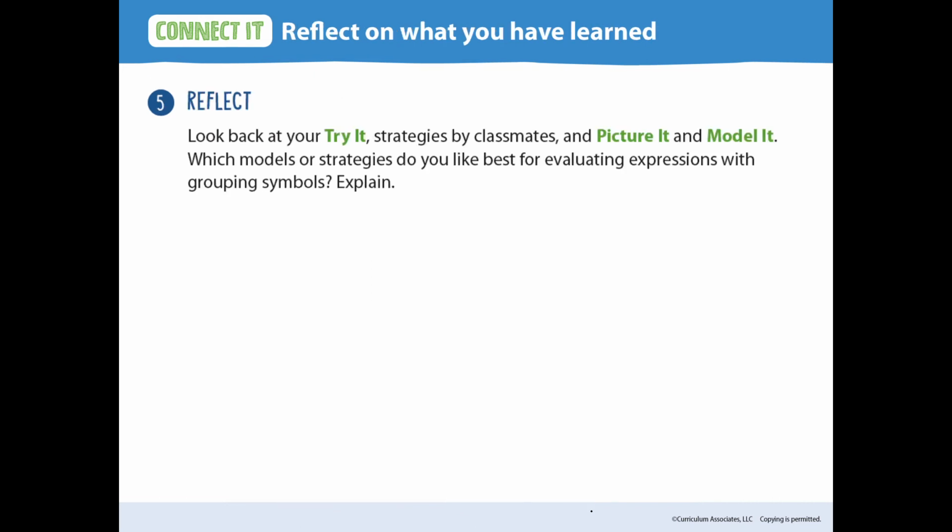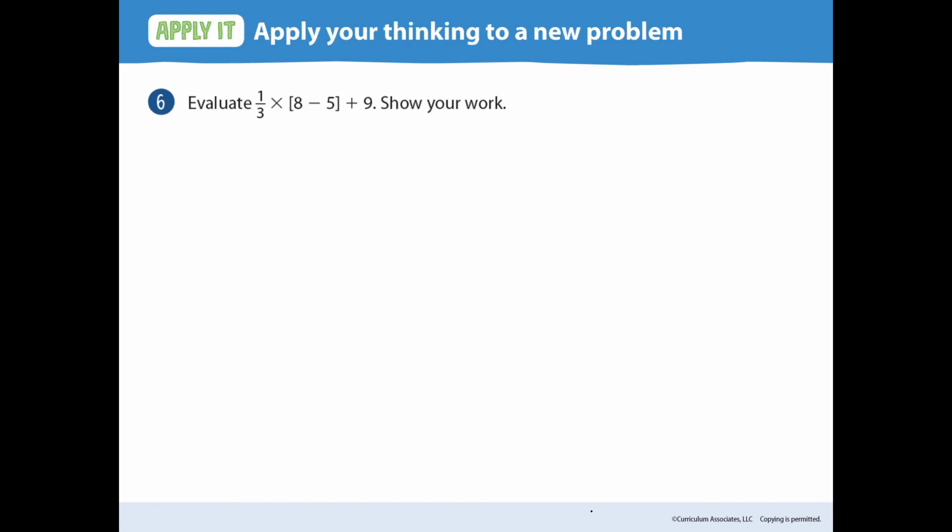Reflect. Look back at your try it, strategies by classmates, and picture it and model it. Which models or strategies do you like best for evaluating expressions with grouping symbols? Explain. Make sure you pause the video so you can write down your response. Number 6, at the top of page 632. Evaluate 1/3 times 8 minus 5 plus 9. Show your work. Please pause so that you can do your work and then check your answer.